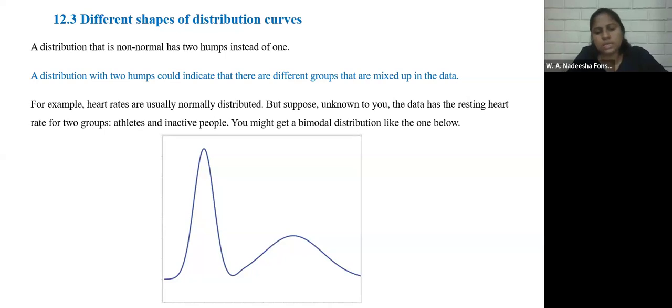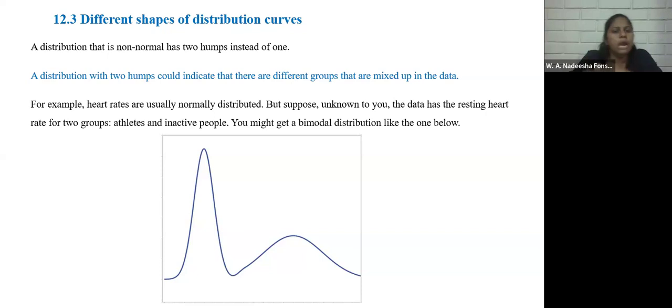This is an example of curves that are away from the normal distribution curve. That is called non-normal distribution, which has two humps instead of one. Here there are two peaks. It indicates that there are two different groups mixed up in the data. If the curve is like this, it means there are two sets of data, but they are mixed up. That's why this type of curve is there.